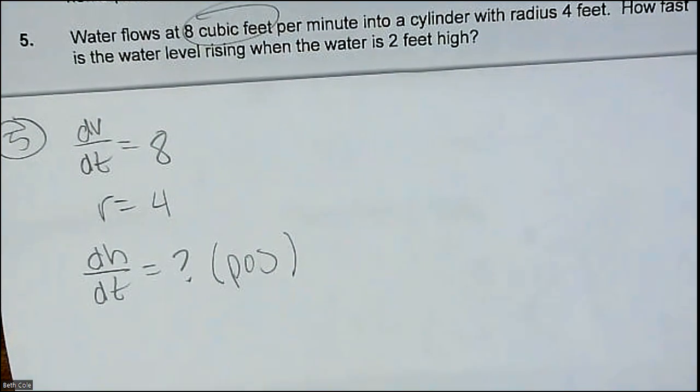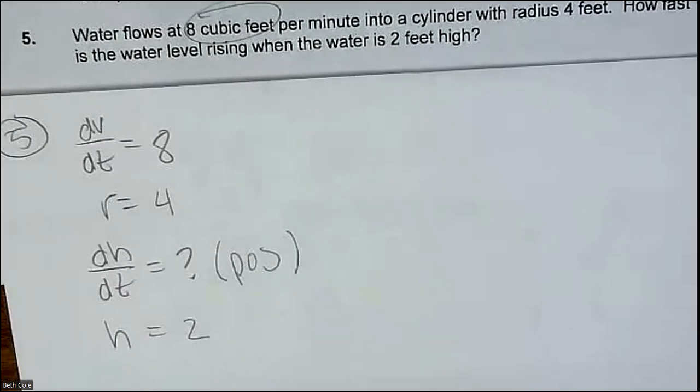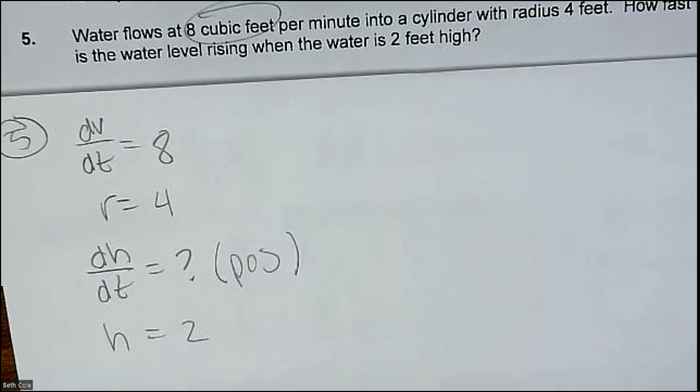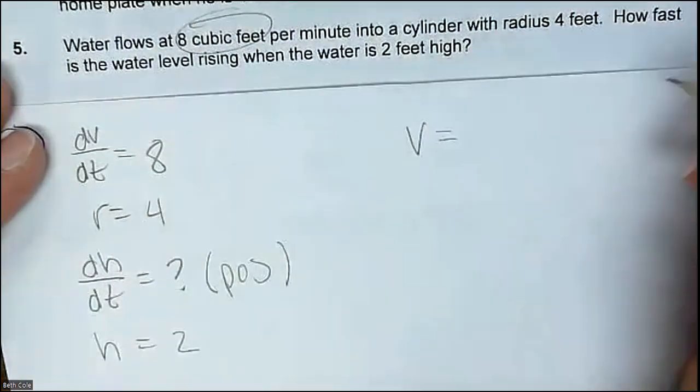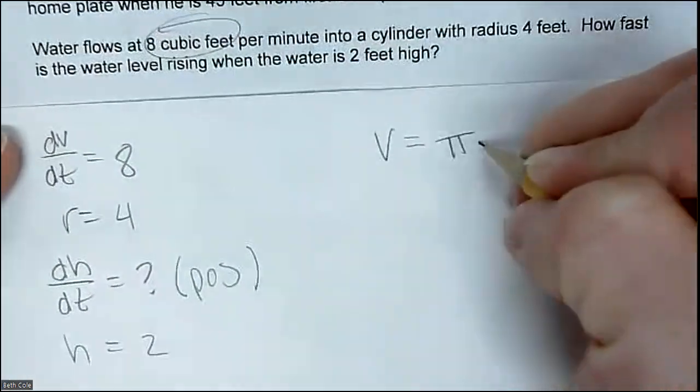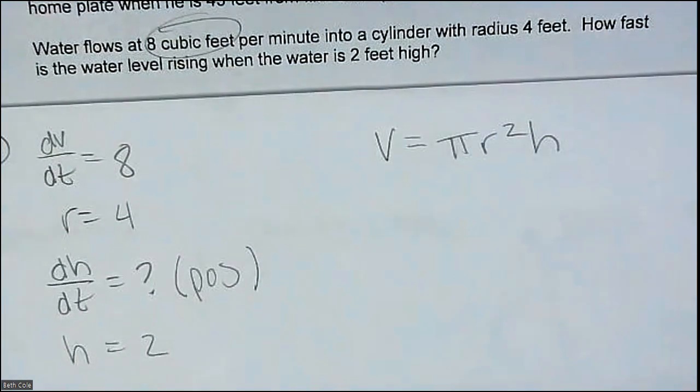All right. Now we have to pause at a certain moment. It says when the water is 2 feet high. So when the height is 2 feet. And again, I'm not bothering to put units on any of these because it's multiple choice anyway. All right. So go to your formula sheet. Which formula do you need? Yes, cylinder volume. So volume is pi r squared h. Now, I know I said last time, don't plug in until after you take a derivative, but the radius is constant. So you can go ahead and plug that in before you take a derivative.